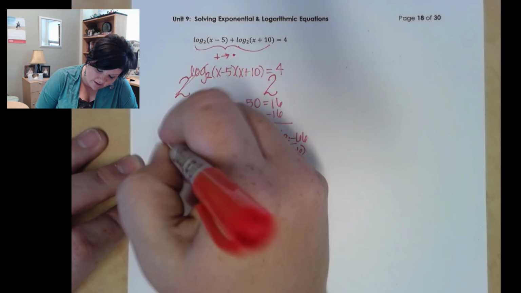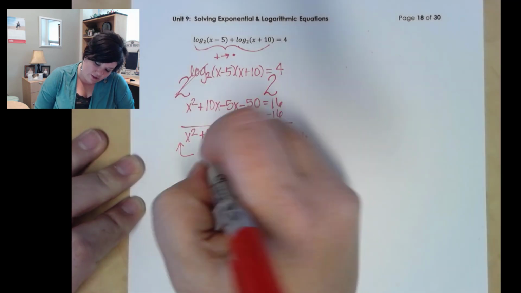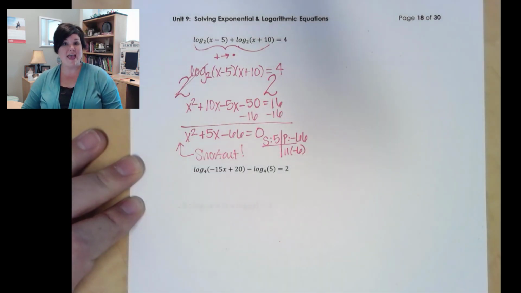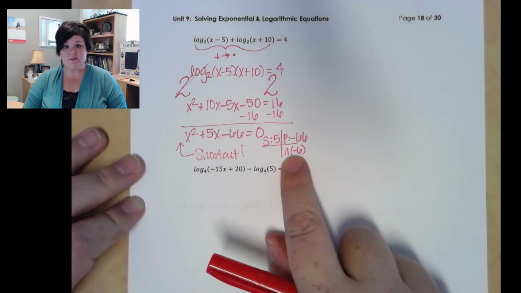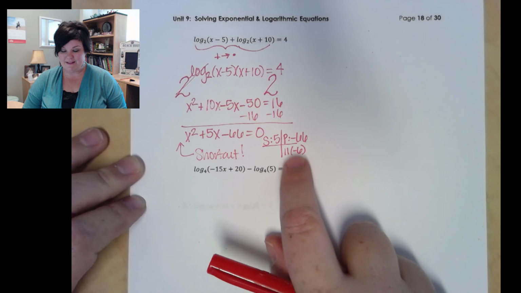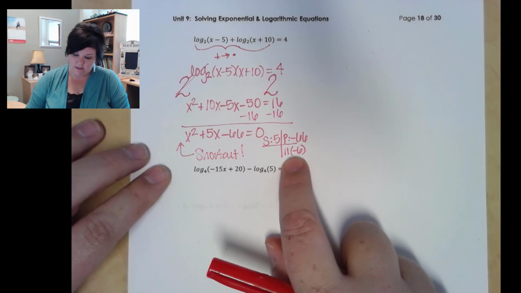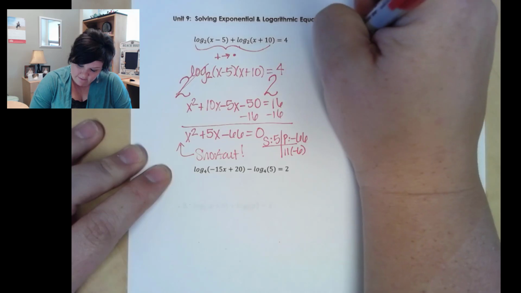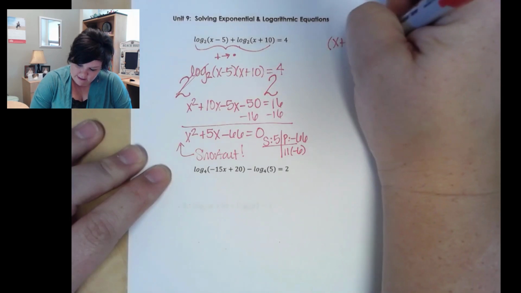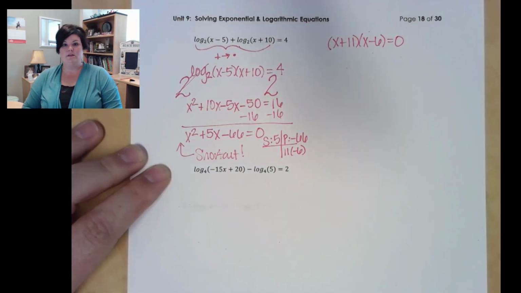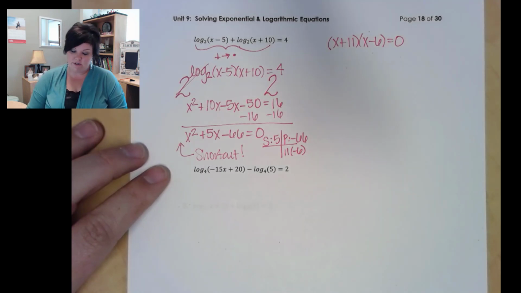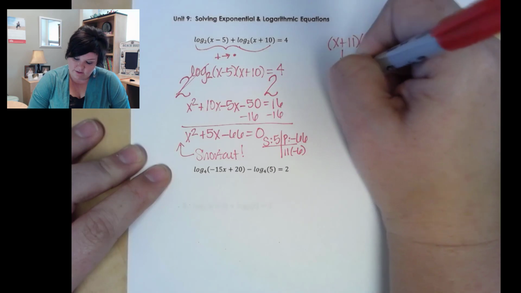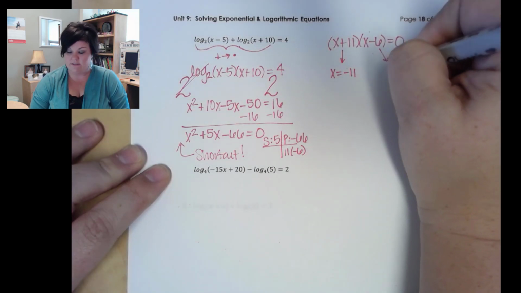And the best part down here is my leading coefficient is a 1, so that means I can use the shortcut. Yay! So we know that these values that I got in my chart are going to be the values in my factored quantities. So I know that this is going to factor into x plus 11 times x minus 6. So now that I have it fully factored, I'm just going to solve each of these. So I get x equals negative 11, and I get x equals 6.